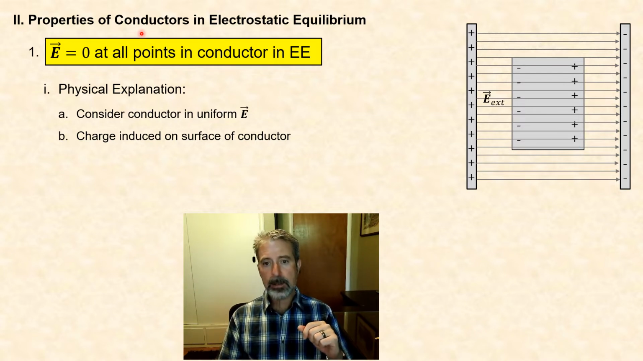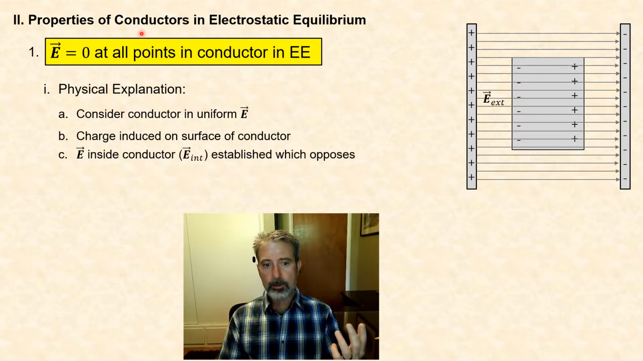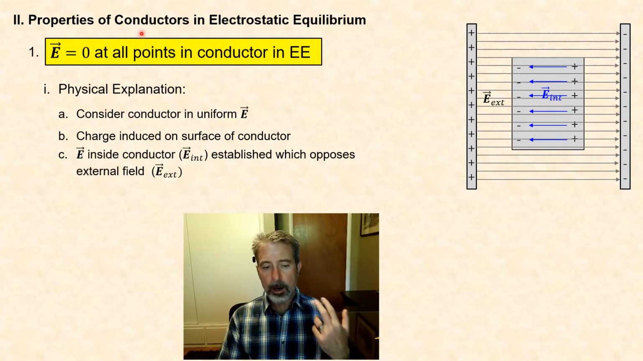So the end result then is that the electric field inside the conductor, what I'll call E internal, gets established, which opposes the external field. And it turns out that the charges are going to continue to move inside that conductor until that internal field is exactly equal and opposite to that external field. Once that happens, we would say that the state of electrostatic equilibrium is reached.